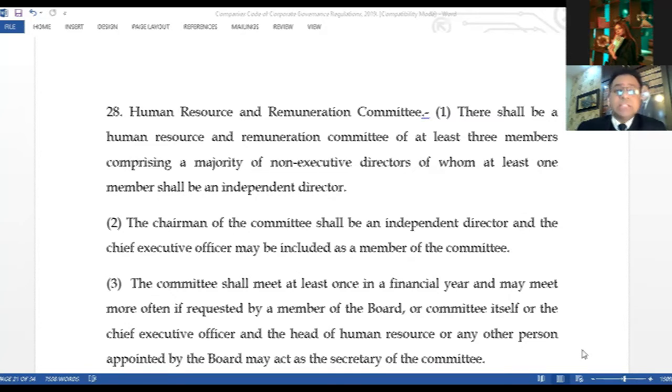Regulation 28, Human Resource and Remuneration Committee. There shall be a Human Resource and Remuneration Committee of at least 3 members, comprising a majority of non-executive directors, of whom at least one member shall be an independent director. The chairman of the committee shall be an independent director, and the chief executive officer may be included as a member of the committee.